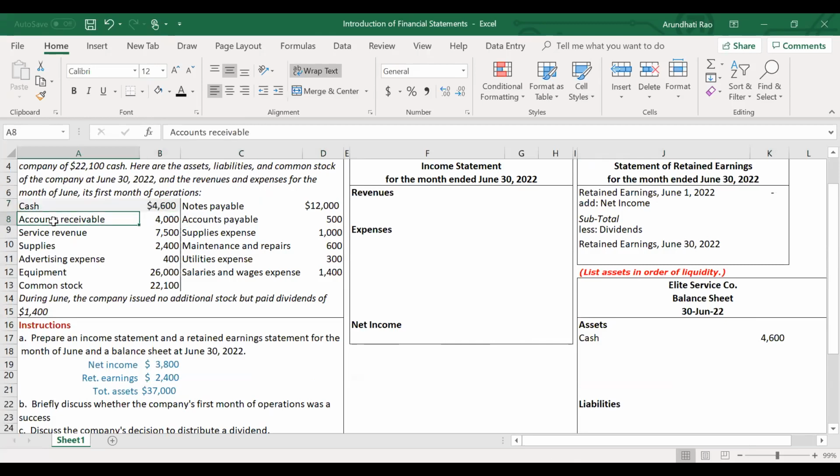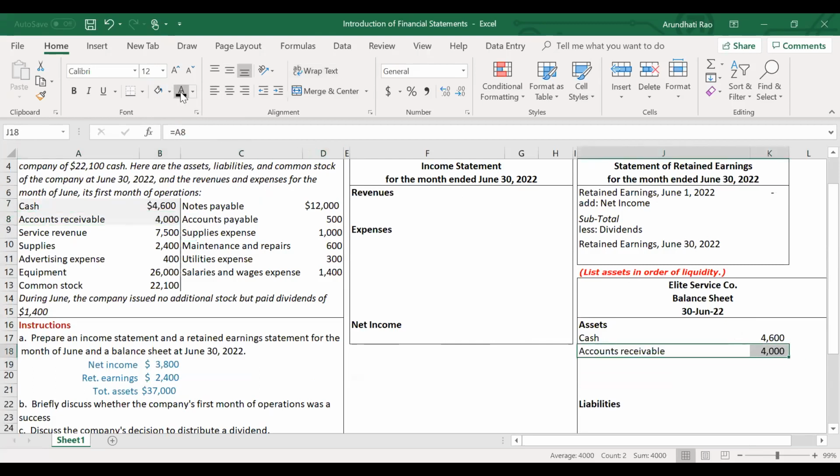The next item is accounts receivable. This is money that my customer owes me for credit service. So this 4,000 is the next item I'm going to list. It's an asset. This is money that's coming to me from my customers, hopefully very soon. I don't want surprises. The surprise I do not want is that they don't pay me.